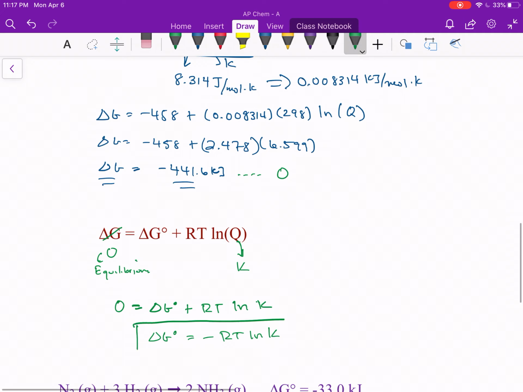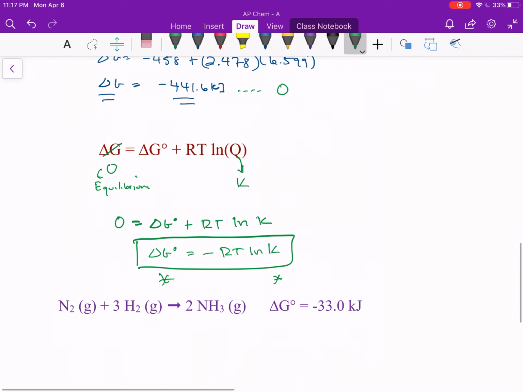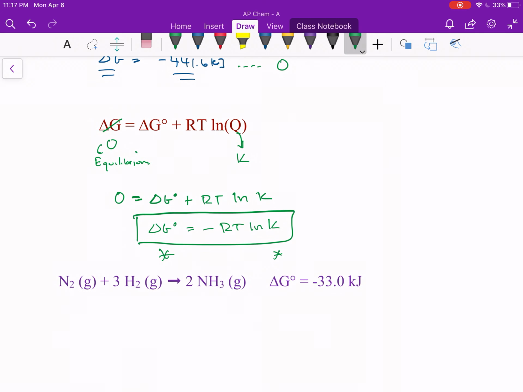This is another great equation for us to use, because if we know delta G naught, then we can figure out the equilibrium constant for that particular reaction. Or vice versa, if we know the equilibrium constant, we can figure out delta G naught. In this example, we have the synthesis of ammonia from its elements at 298. It's a spontaneous process, delta G is negative. If we want to know what the value of K is, we can just plug and chug: delta G naught equals negative RT natural log of K.